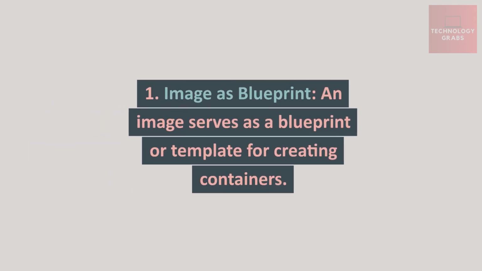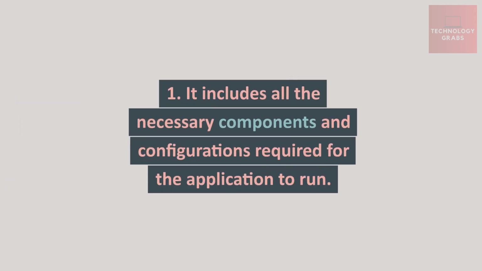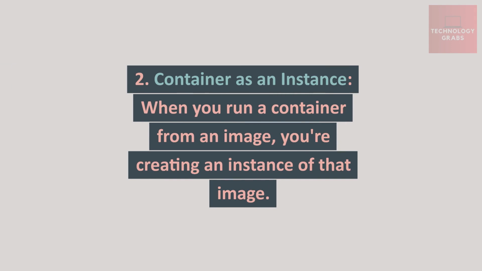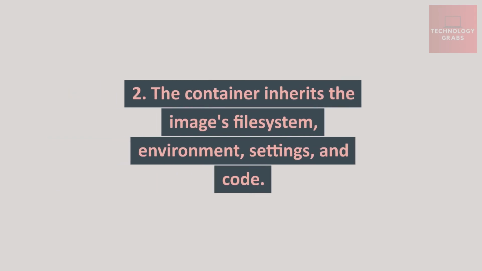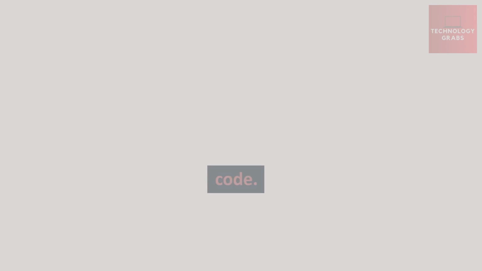Relationship between images and containers. 1. Image as blueprint. An image serves as a blueprint or template for creating containers. It includes all the necessary components and configurations required for the application to run. 2. Container as an instance. When you run a container from an image, you are creating an instance of that image. The container inherits the image's file system, environment, settings, and code.